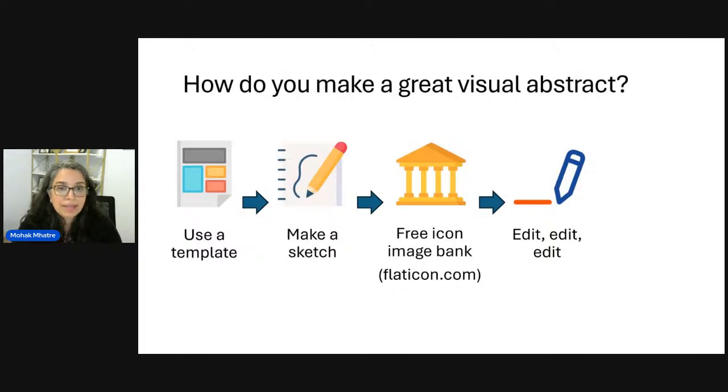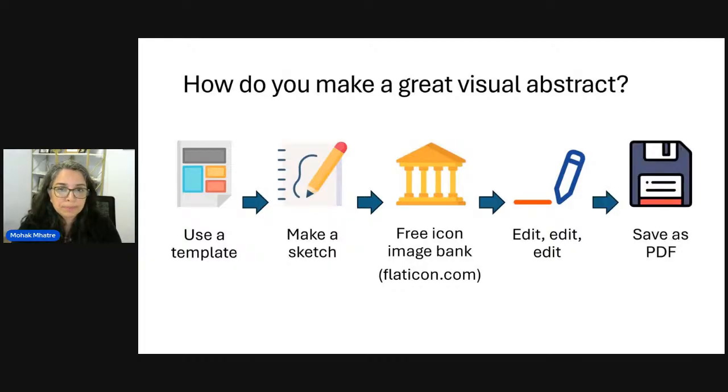Then you want to edit as much as you can, and have other people look at it. The goal again is to make sure you edit and pare down as much as you can on your slide. And then you want to save it as a PDF, which is easy to upload and avoids formatting errors that can sometimes happen if you upload a PowerPoint slide. And just check with your journal if they would prefer something else besides a PDF.